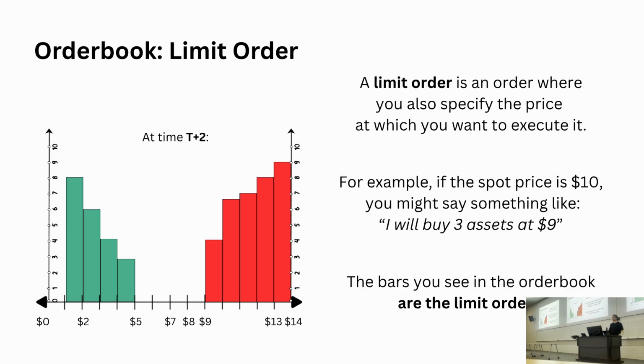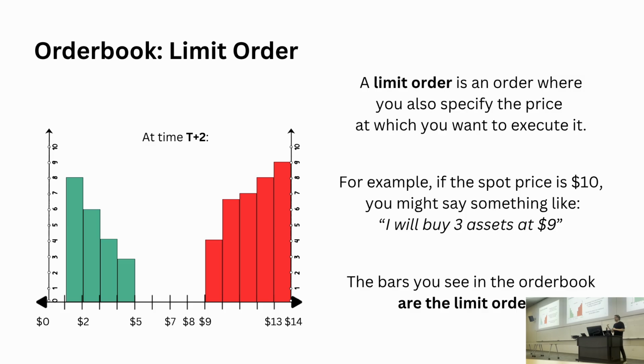All right, limit orders now. A limit order is simply the order where you also specify the price at which you want that order to be executed. For example, for a market order, you might say something like, I want to buy 2 assets right now, give me the best price. For the limit order, you might say something like, I want to buy 2 assets at $10.